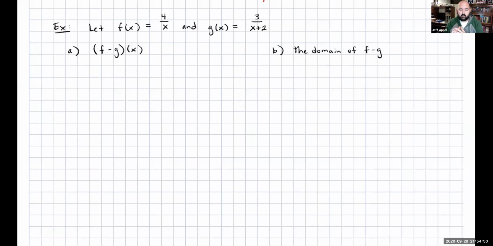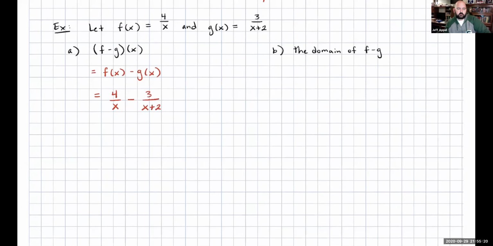So in part A, we want to find f minus g of x, and then in part B, the domain. All right, let's work these out. We'll start with part A. If I want to find f minus g of x, we all know that really means f of x minus g of x. I just want to subtract the two functions. So if I just wrote the functions next to each other with a subtraction sign in the middle, it would be 4 over x minus 3 over x plus 2.